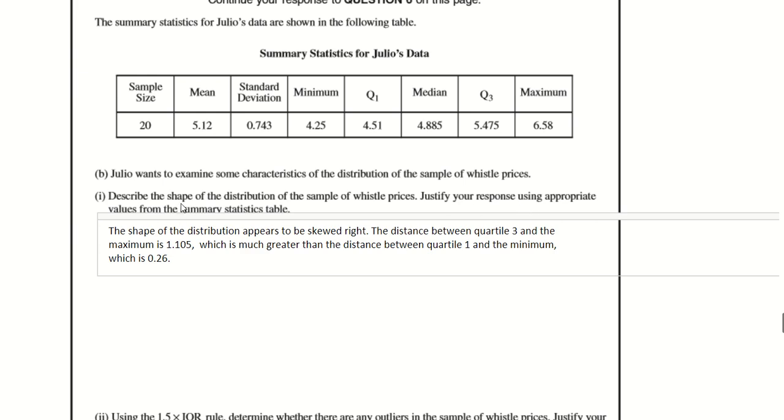And for evidence from the summary statistics table, one piece of evidence is that the distance between quartile 3 and the maximum is 1.105, which is much greater than the distance between quartile 1 and the minimum, which is 0.26. Now, there's a lot of ways to justify this based on a summary statistics table, but this is just one way.